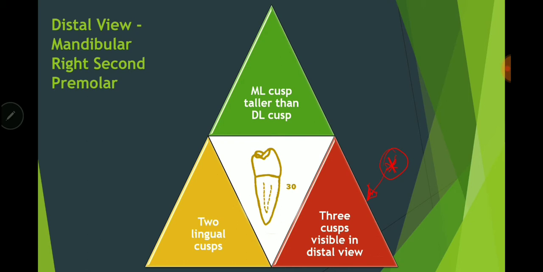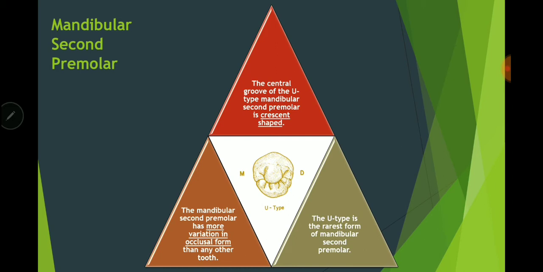The Y type, of course. And the central groove of the U type is crescent shaped. Another favorite. This is another favorite. So the U-shaped is crescent shaped, and the U type is the rarest. The rarest form of the mandibular second premolar is the U-shaped premolar.